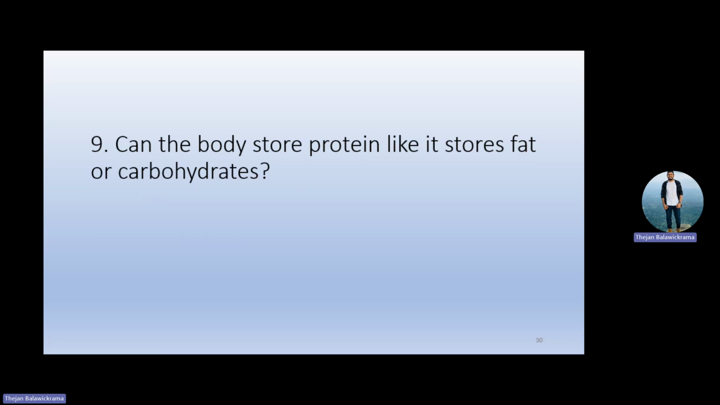Well, about protein. So when we eat protein, now carbohydrates, we know, carbohydrates and fat can be stored in the body.